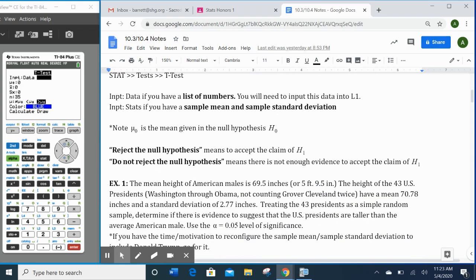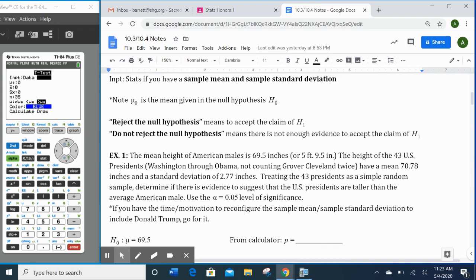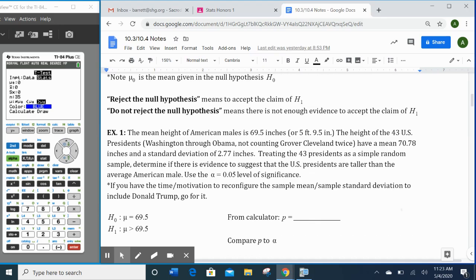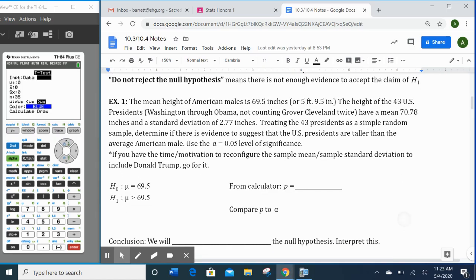And just as a reminder, when it comes to interpreting, rejecting the null hypothesis means to accept the claim of the alternative hypothesis, and not rejecting the null hypothesis means there's not enough evidence to accept the claim of the alternative hypothesis. So I ask you to pause the video and then unpause it once you've read this question, and then we'll talk about it.